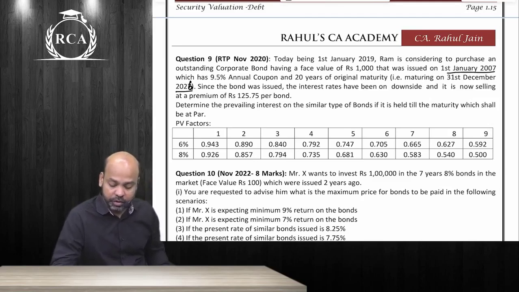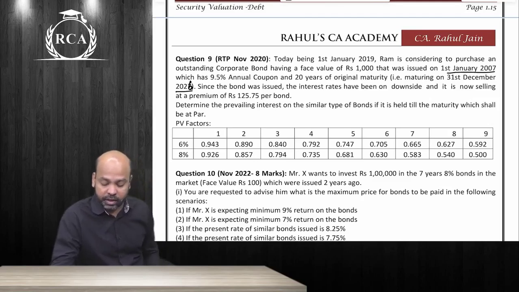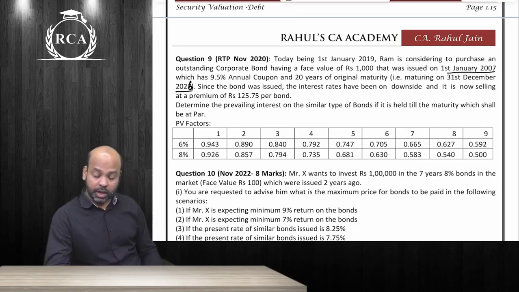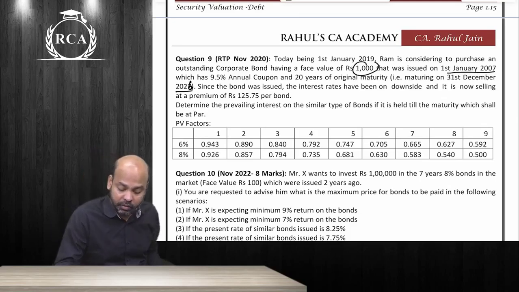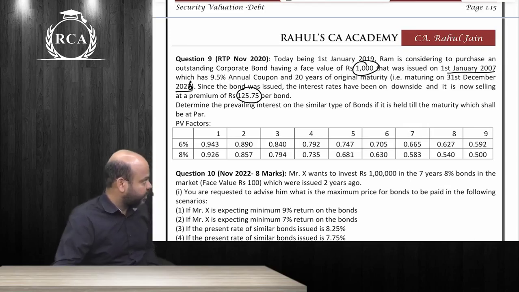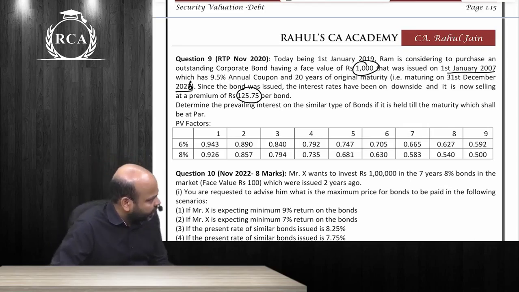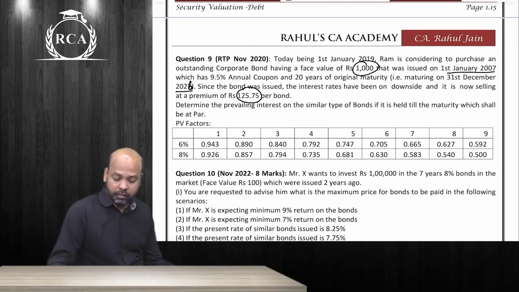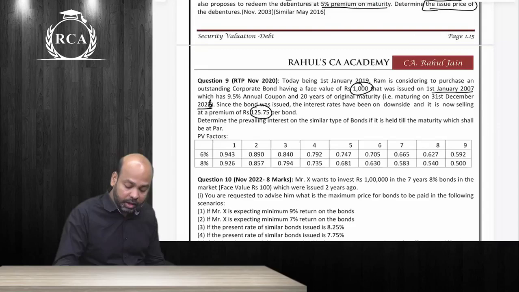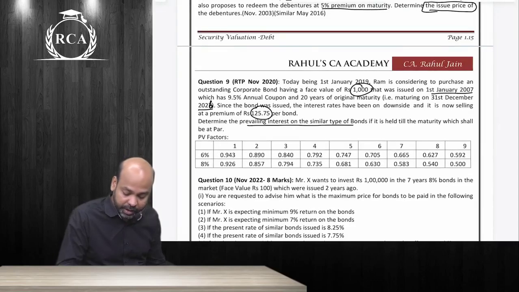Since the bond was issued, the interest rates have been on downside and it is now selling at a premium of 125.75 rupees per bond. So the current market price beta is 1000 plus 125.75, that is 1125.75. Determine the prevailing interest rate on similar type of bonds if it is held till the maturity, which shall be at par. When they say prevailing interest on similar type of bonds as such, guys, what are we expected to compute?